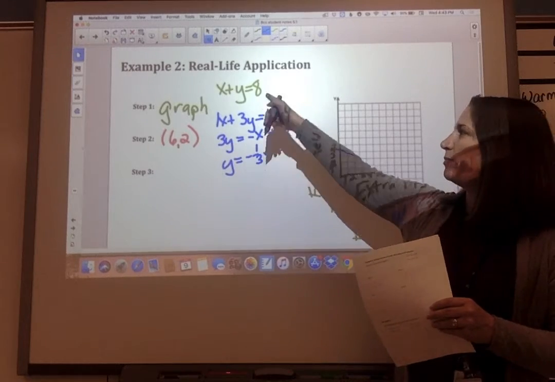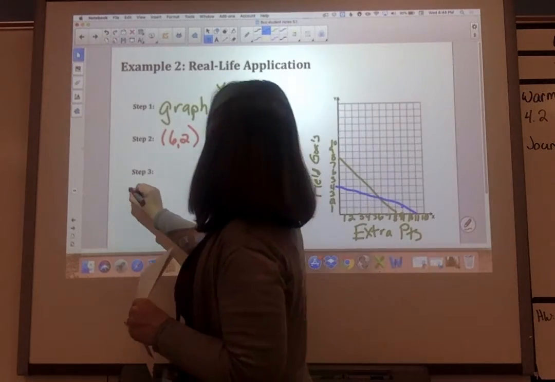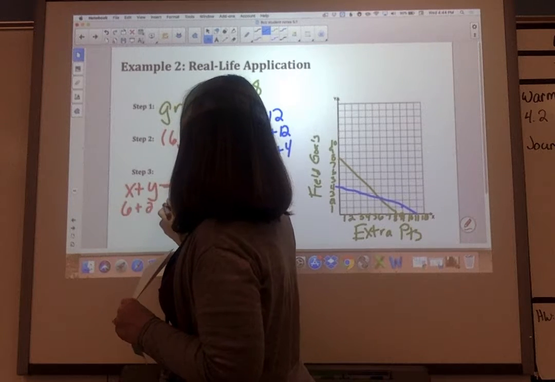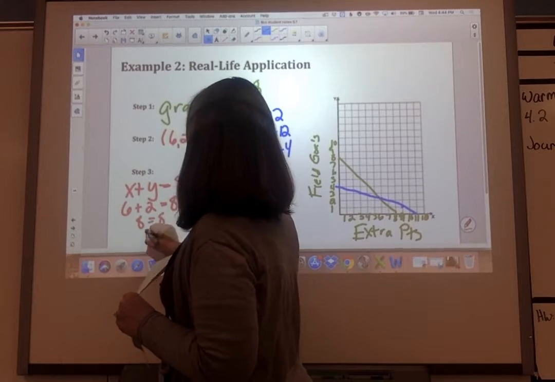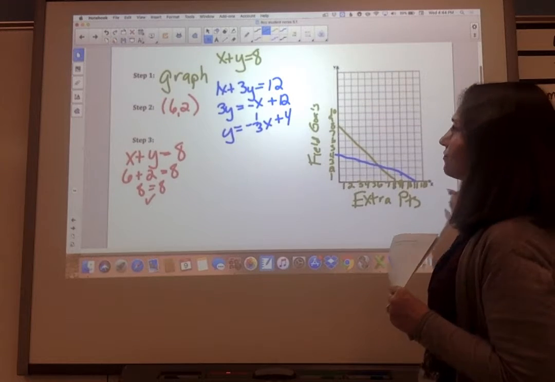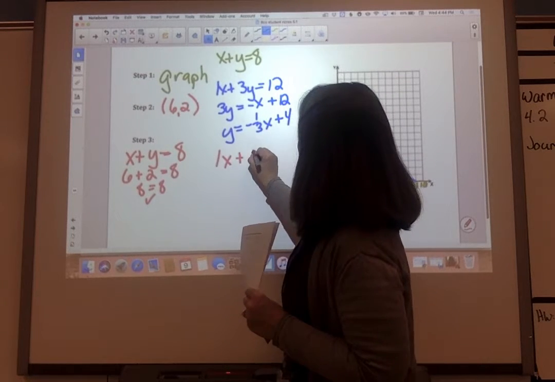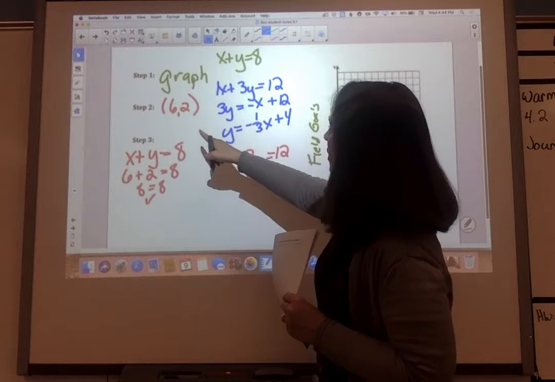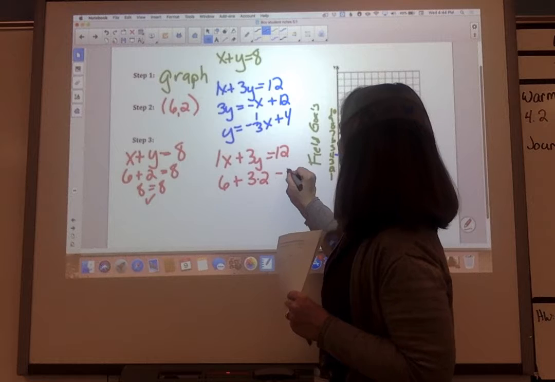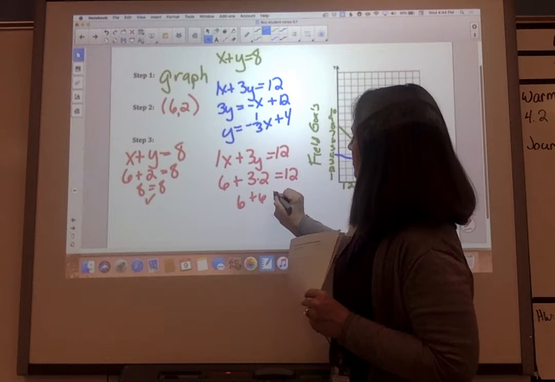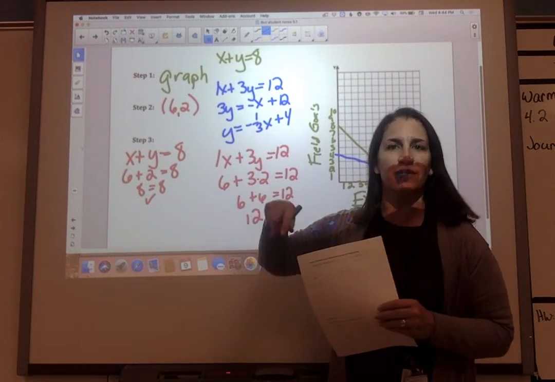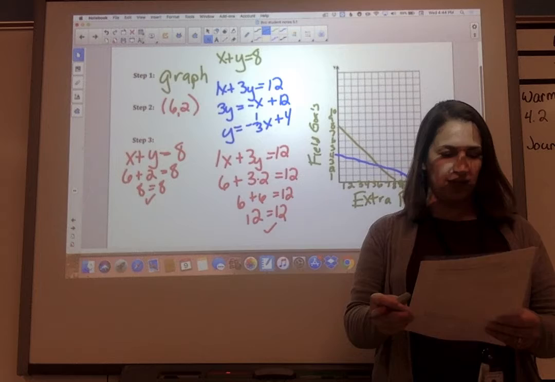Now we'll put this point back into each of these equations to check. So we have x plus y equals 8. 6 plus 2 equals 8. 8 equals 8. That is true. And then we'll use our other equation. 1x plus 3y equals 12. 1 times 6 is 6, plus 3 times 2 equals 12. 6 plus 6 equals 12. That is also true. So this point 6, 2 is on both of the lines. That means it is our solution.